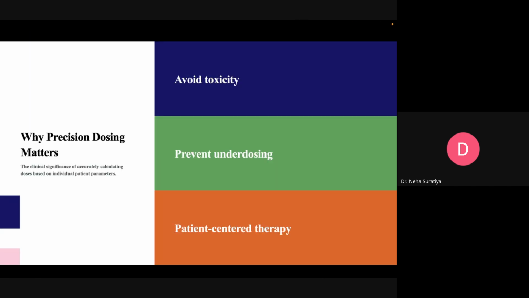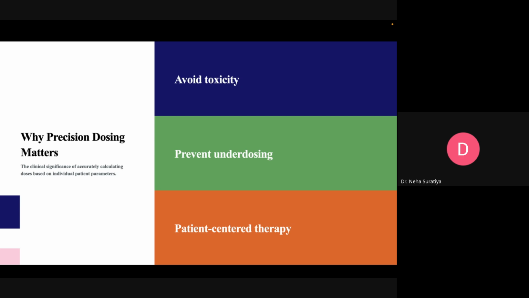Okay, sorry. So what we were talking about, yes, precision dosing, right? Every time it is not possible, but our ultimate goal is to do this precision treatment, personalized treatment with precision dosing. The ultimate goal is that everything is right. If a dose is calculated incorrectly, two major problems can occur: either overdose or underdose.